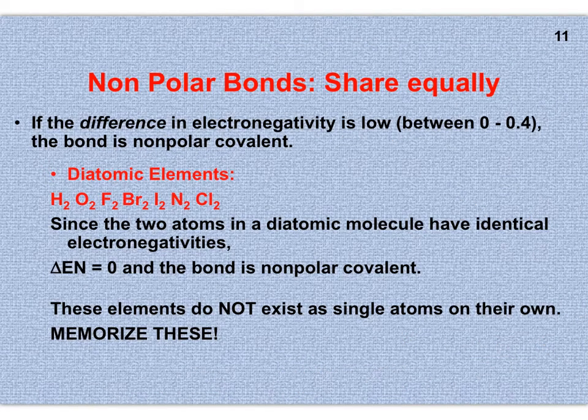So what's a really good example of a nonpolar covalent bond? The diatomic elements. What is the difference in electronegativity between diatomics? 0. You have two of the same thing, so the difference in electronegativity is 0. So these are pure nonpolar covalent bonds.